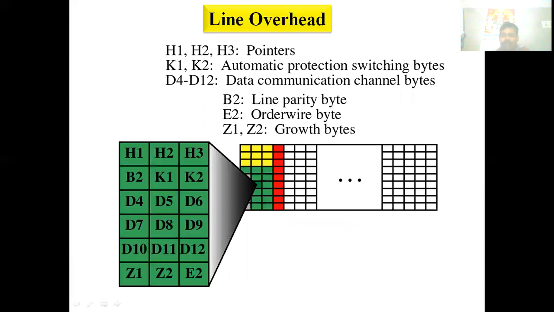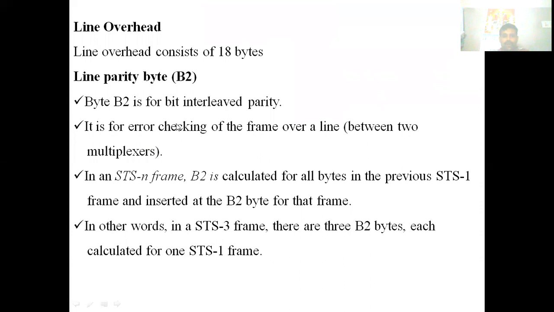Next one, line overhead. In line overhead, you are having 18 bytes. H1, H2, H3 are pointers. K1, K2 are automatic protection bytes. D4 to D12 are data communication channel bytes or management bytes. B2 is line parity byte. E2 is order wire byte, and Z1, Z2 are growth bytes. Okay. So the line overhead total is having 18 bytes.